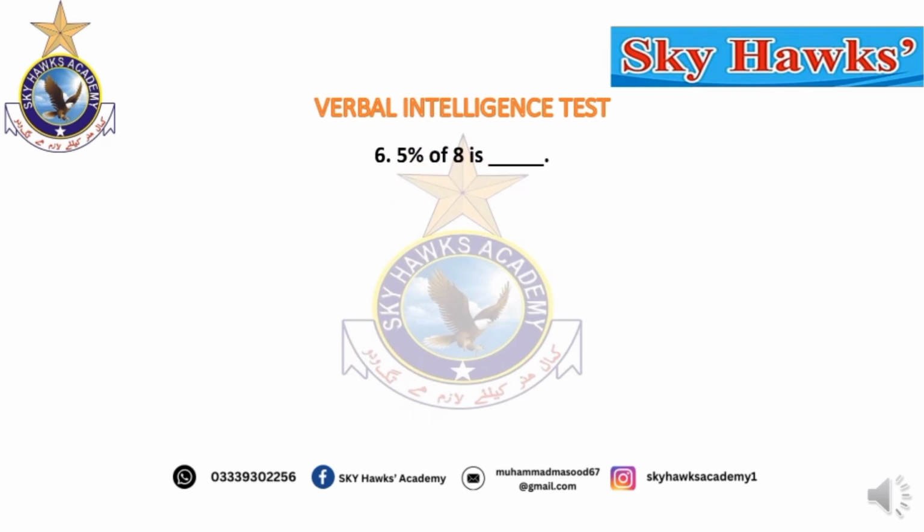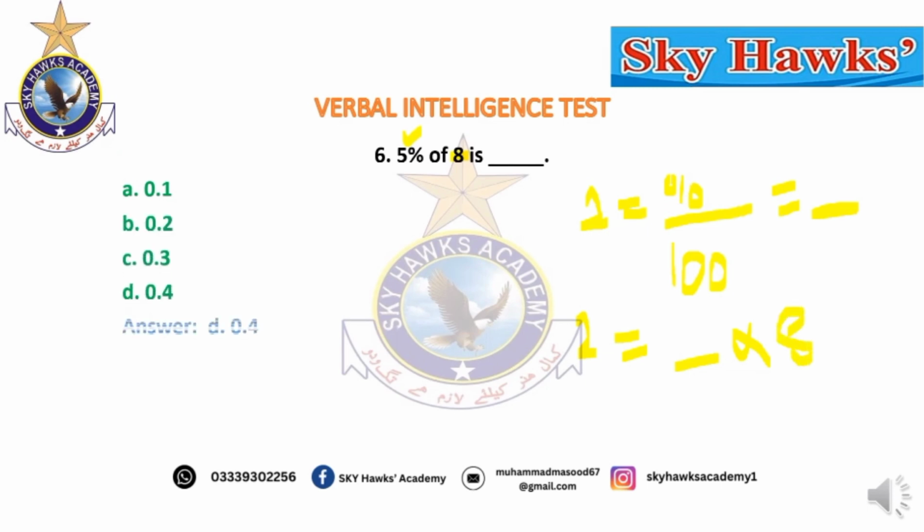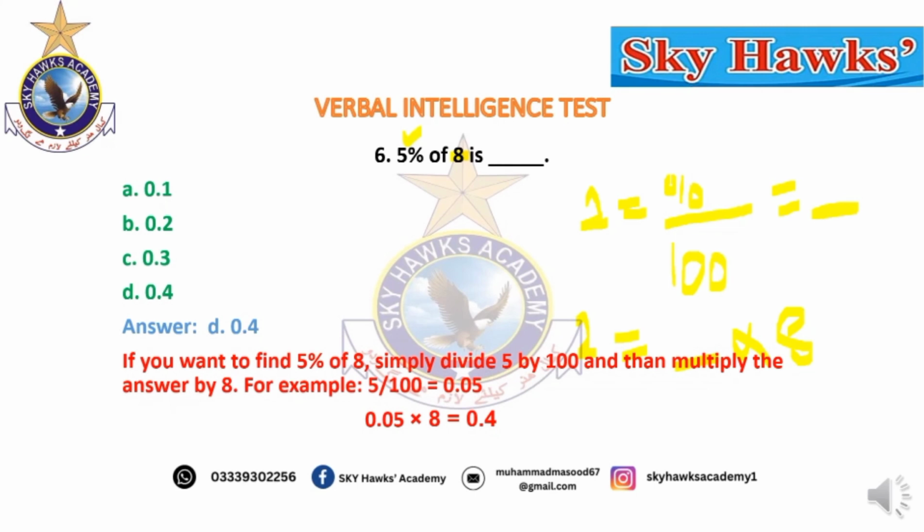Next is 5% of 8. It's all related to percentage questions. Let me clearly tell you again. The first step is breaking this percentage, so the percentage number would be divided by 100. The second step is we multiply that answer with the number provided. Here it's going to be 8, so we will be multiplying by 8, and with this simple trick we will get the answer, 0.4.